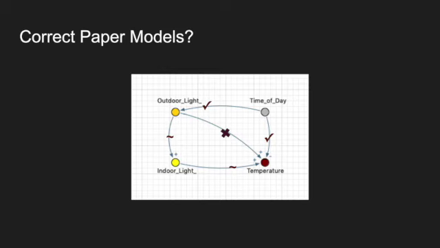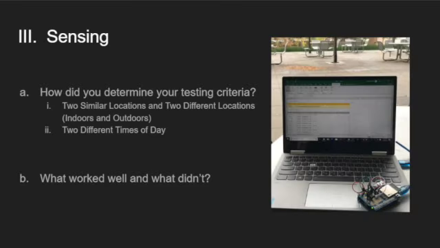Our hypotheses about time of day and outdoor light and time of day and temperature were correct. Our one astoundingly incorrect hypothesis was that outdoor light had a noticeable effect, as measured by our prototype, on temperature. For sensing, we determine our testing criteria by locations or time.